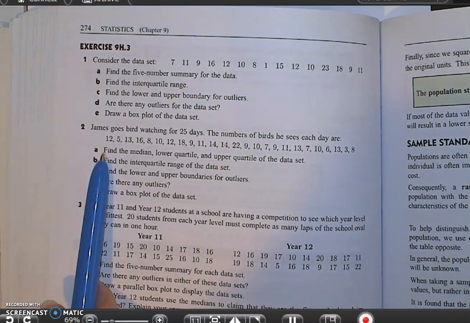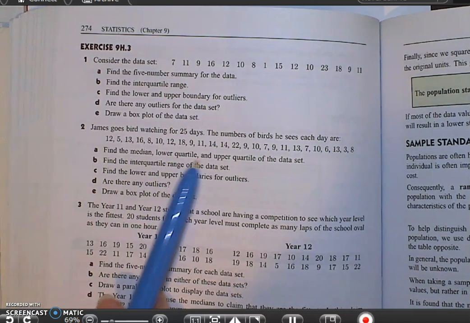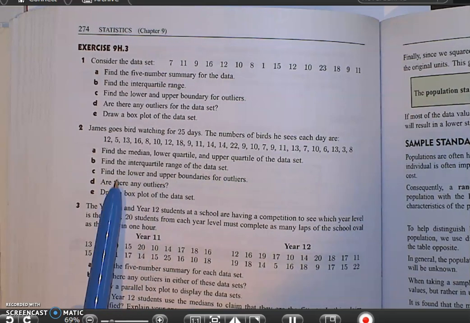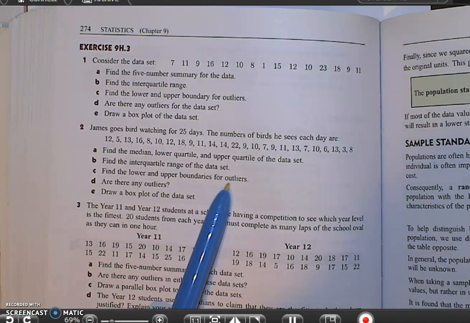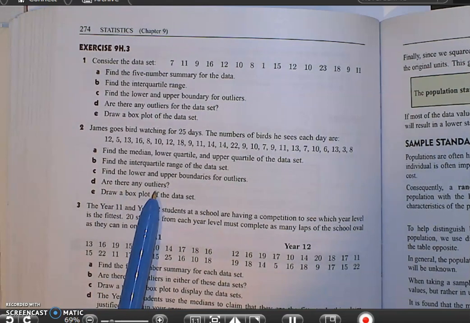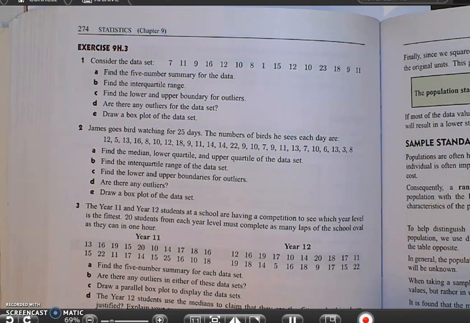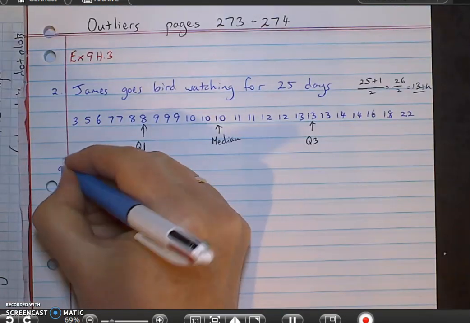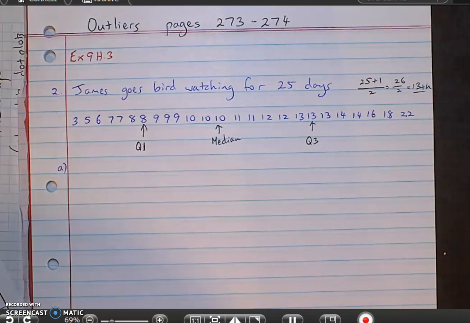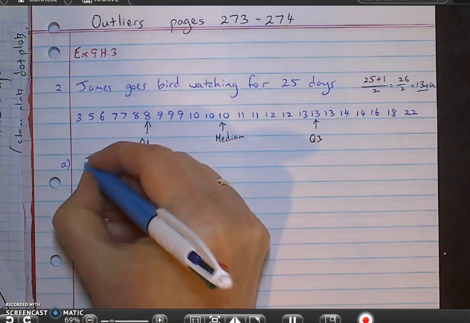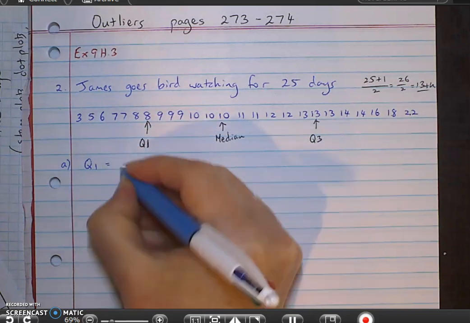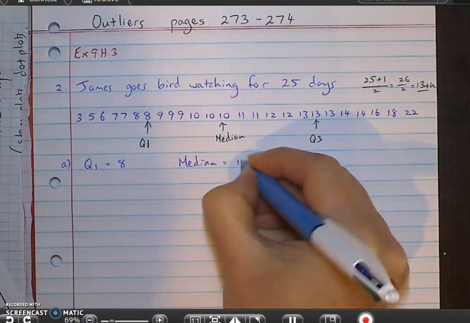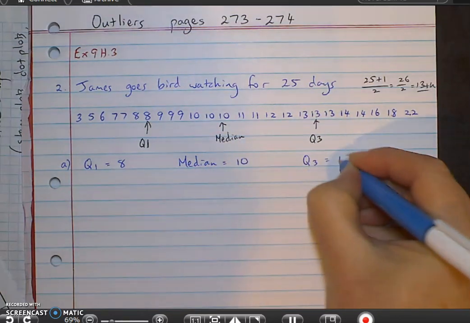So checking out the question, A, find the median, lower quartile and upper quartile. So we've done that. Find the interquartile range of the data set. Find the lower and upper boundaries for outliers. Are there any outliers? And draw a box and whisker plot for the data. Okay, so A. Quartile 1 equals 8. Median equals 10. Quartile 3 equals 13.